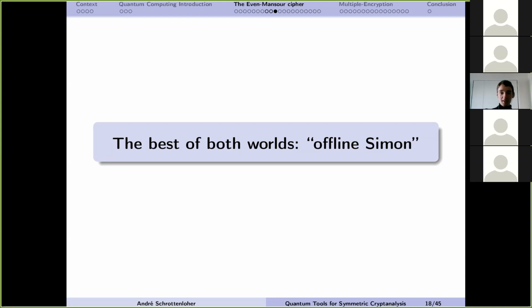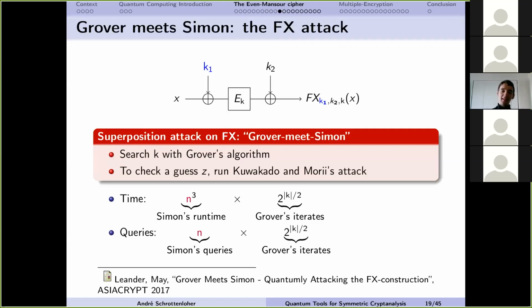Okay, the only issue is that in order to present this efficiently, I have to introduce another example, and that would be the FX construction. So FX is like Even-Mansour, but with a keyed cipher inside. So instead of knowing the permutation, we have replaced it by a cipher with a new key K. And that means if you know the internal key K, then this is Even-Mansour, and you can break it.